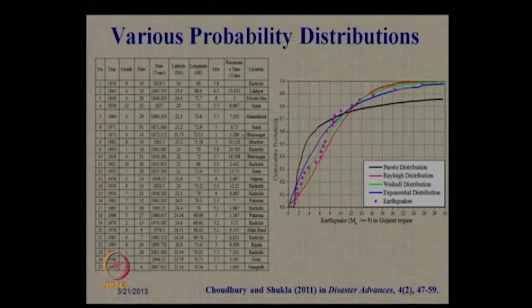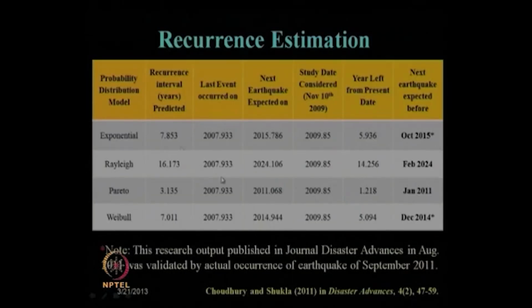Based on that, what was our goal or objective? To predict in a probabilistic way, or to extrapolate, when the next earthquake of magnitude 5 or more is going to occur in the Gujarat region. To do that, these are the 4 basic probability distribution models which we have used. These are the recurrence intervals predicted using those equations, the last event that occurred, and the next earthquake expected over these years.